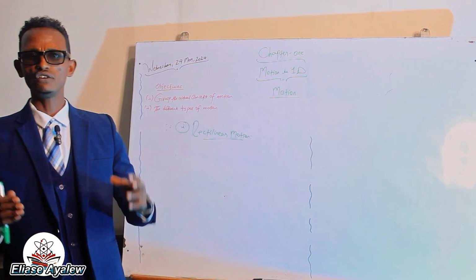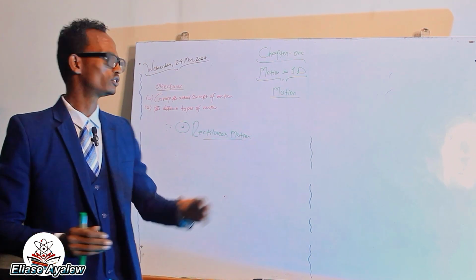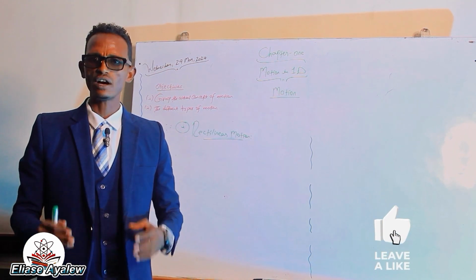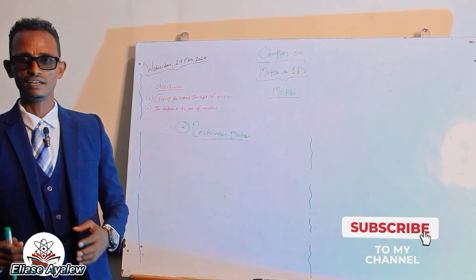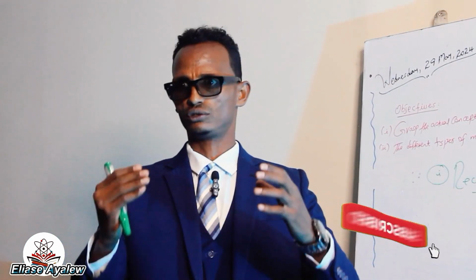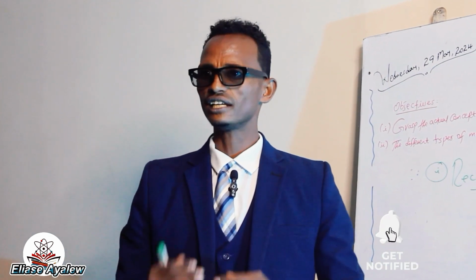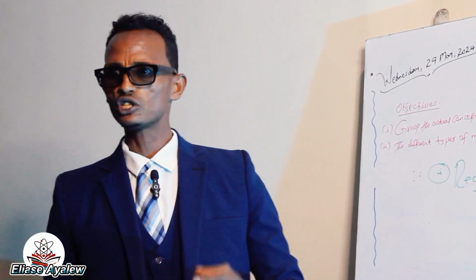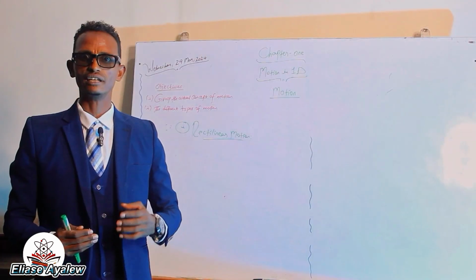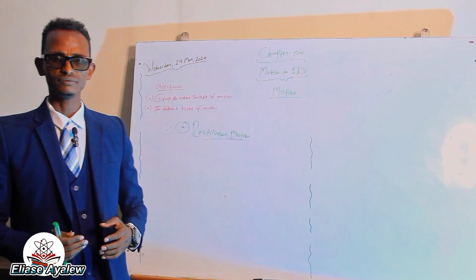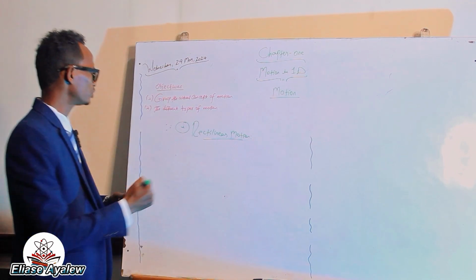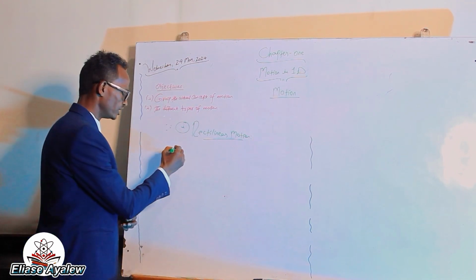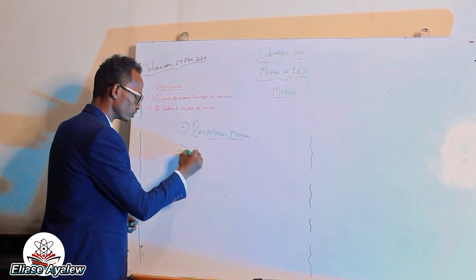And let me give you two examples for this type of motion. The first one is a car or a vehicle that moves in a straight level road. And the second one is the motion of train in railway track. And the second type of motion is, as I told you before, curvilinear motion.